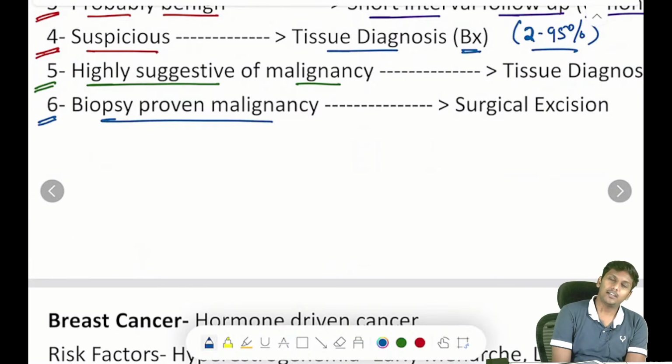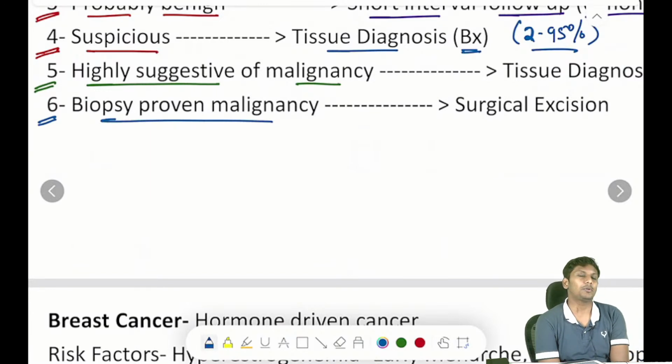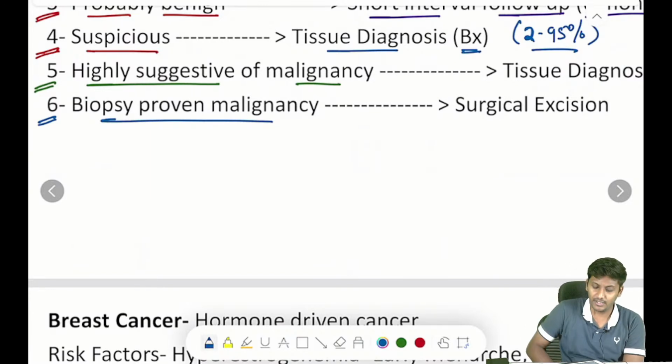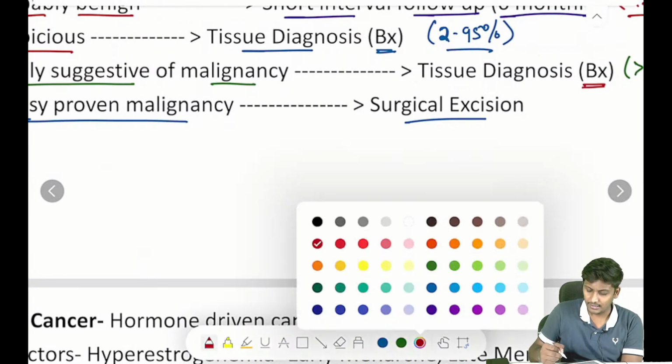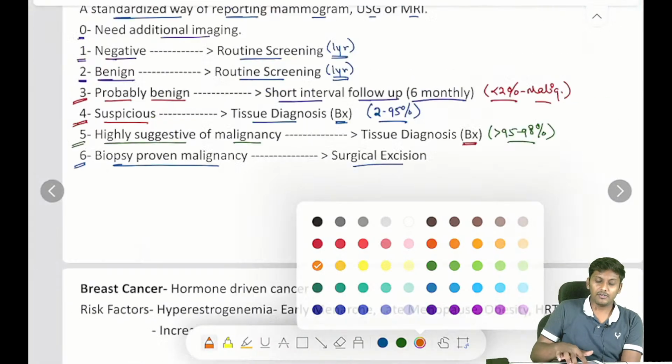So if it is already a confirmed malignancy, he just has to comment on the other things, the size, the extent of the breast cancer, then it will be written as BI-RADS 6 because it is already confirmed on a biopsy. And here definitely the next step is always surgical excision. ठीक है? So these are the various types of BI-RADS.